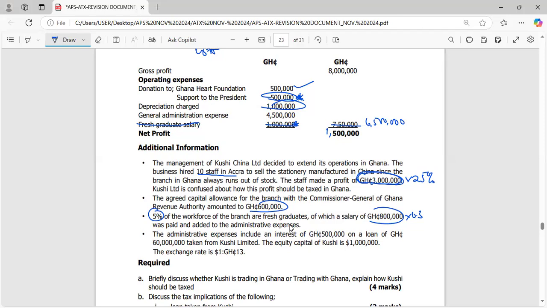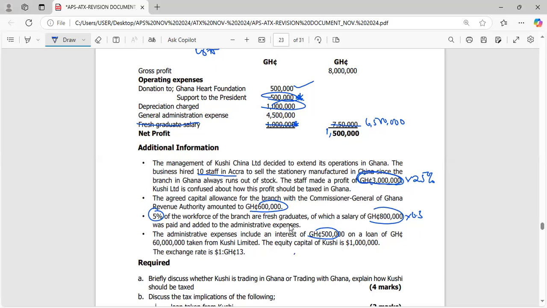Now, the admin expenses included an interest of 500,000 on a loan of 16 million taken from Kushi Limited. The equity capital of Kushi is 1 million USD. The exchange rate is $1 equal to 13 Ghana cedis. So this interest will be subjected to the thin capitalization rule, the debt to equity ratio of 3:1. The 500,000 is already included in the 4.5 million, so we have to find out how much of the 500,000 will be an allowable deduction for tax purposes.